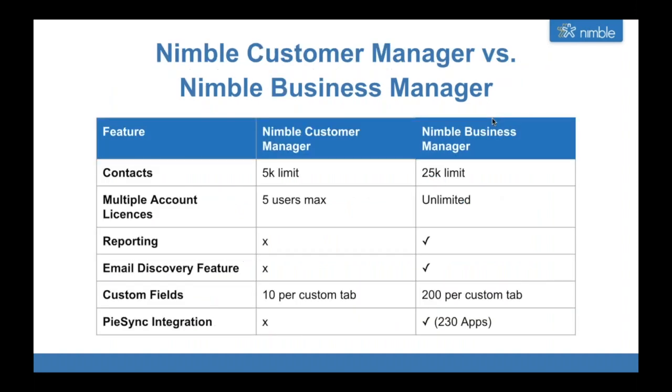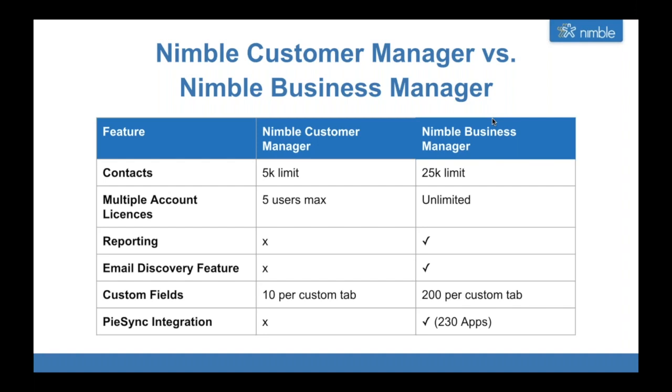Now, what is the difference between Nimble Customer Manager and Nimble Business Manager? So Nimble Customer Manager is, first of all, only exclusive for Outlook Customer Manager customers. Nimble Business Manager is the subscription that everybody else gets. It's the $19 per user per month subscription that most Nimble users get. And the main differences are that you only get 5,000 contacts under Nimble Customer Manager, but you get 25,000 contacts under Nimble Business Manager. You get 5 users under Nimble Customer, but you get unlimited under Nimble Business.